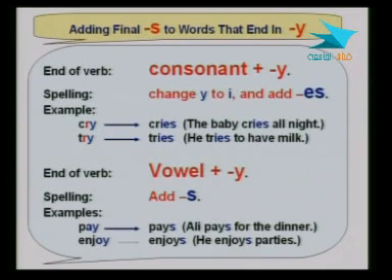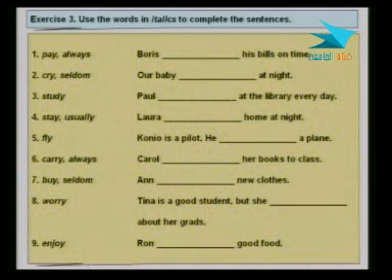That we have seen in session 29, and now we have an exercise. It should be exercise 1, but since I looked at it as one lesson: use the words in italics to complete the sentences. You have these words: number 1, pay and always; cry, seldom; study; stay, usually; fly; carry, always; buy, seldom; worry; and enjoy.